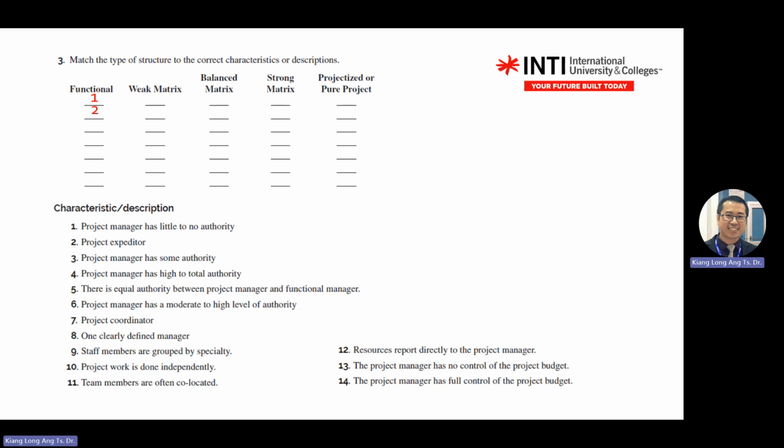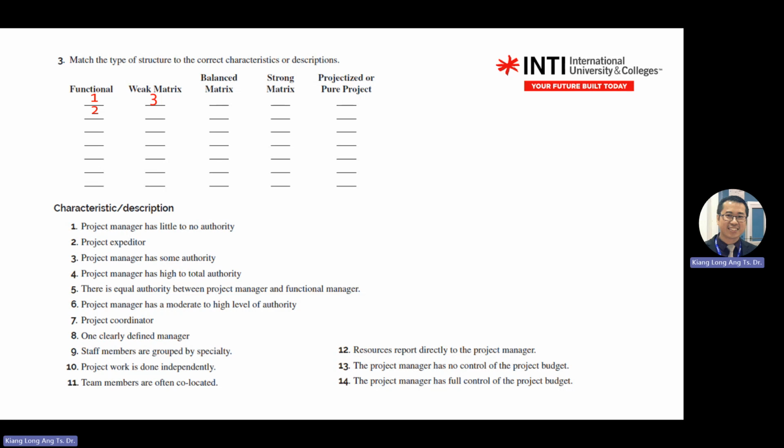Okay, number 3, project manager has some authority. Some authority here, you don't fill in here. Projectized means you have full power. In projectized or pure projects, they treat you as a professional. So you have matrix, strong matrix and weak matrix, which is below the lowest, weak matrix.